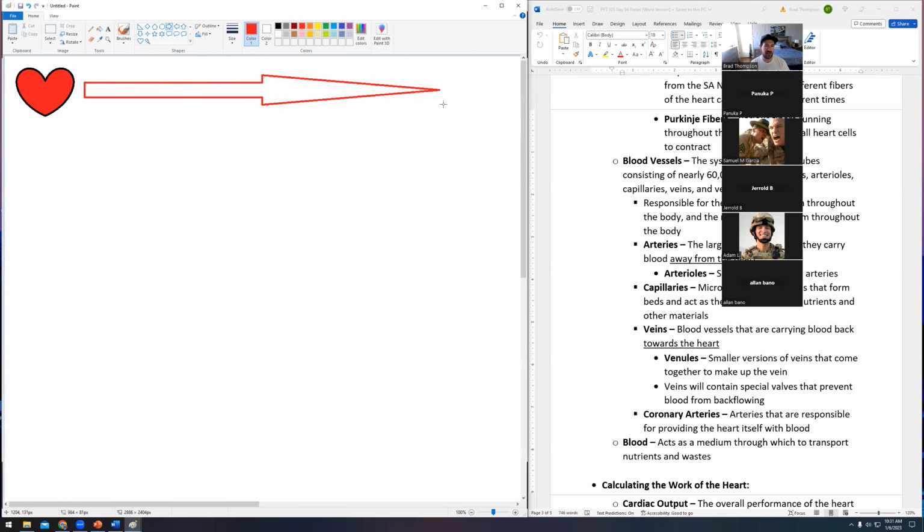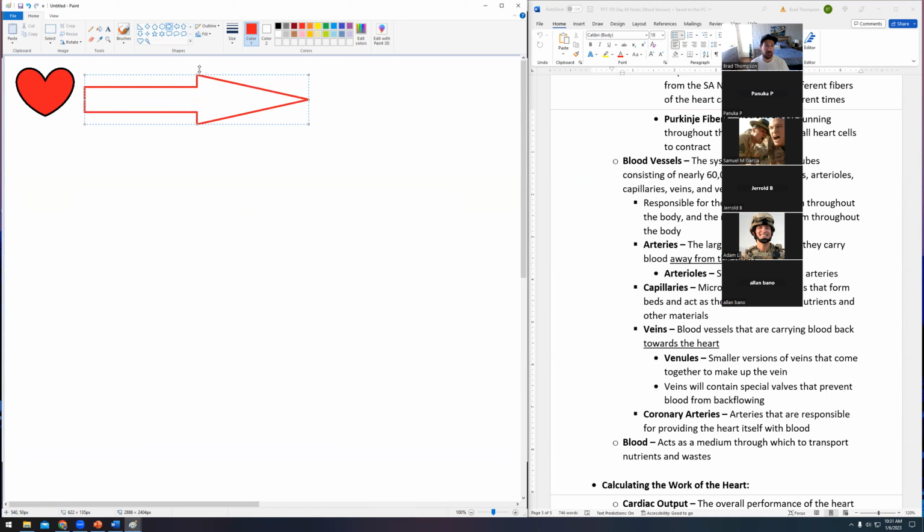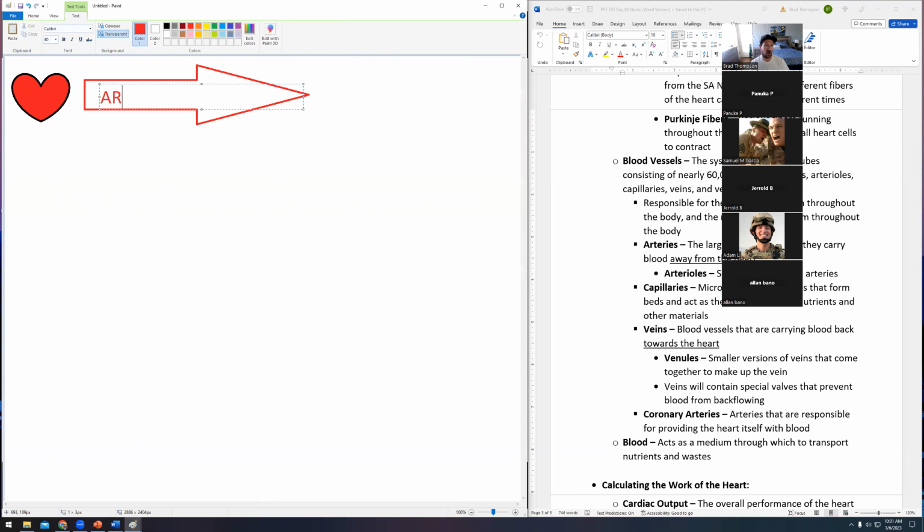These are your very, very large arteries. These are big blood vessels, okay? And they need to be large because they need to have really thick walls. So we're gonna say arteries, put that in bold. Your arteries are traveling away from the heart.